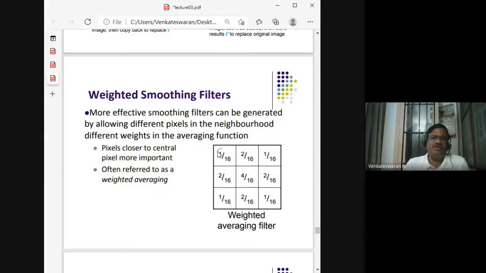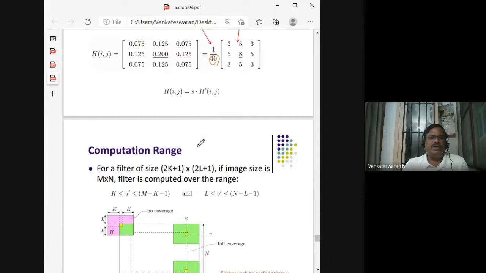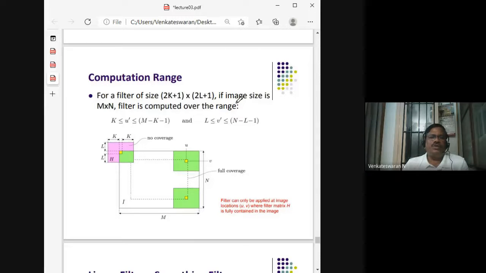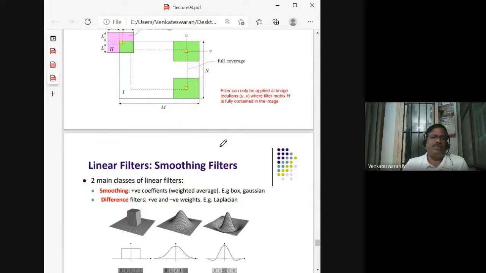So this is the reason why you go for weighted smoothing filters or unweighted smoothing filters. In a typical unweighted filter, all of them are 1 by uniform, right? In this case, you put higher values, so you emphasize more on one particular pixel value compared to the neighboring pixels. So this is called weighted averaging. You can do a weighted averaging, something like this. Please remember this 40 is changed because the total value of this is 40. So this is called the scaling factor. These are integer coefficients. So you essentially compute these values over this entire image and then perform.